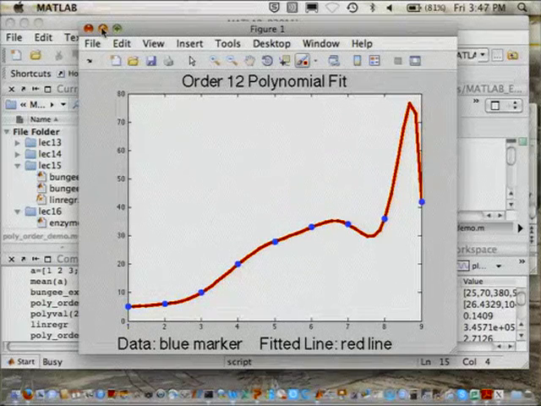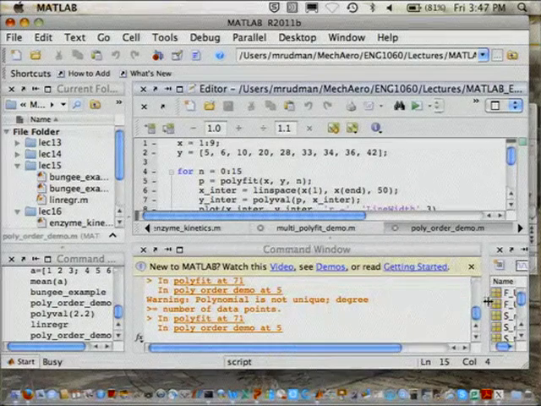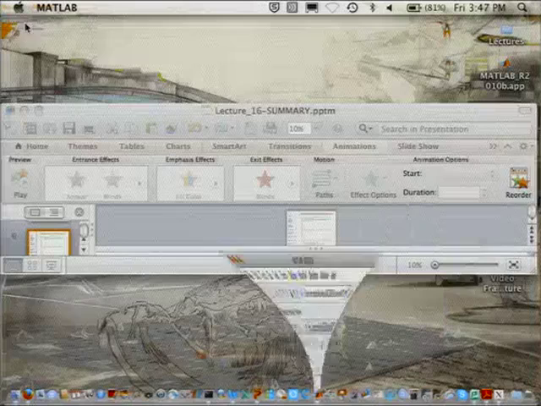So it doesn't make sense to try and fit a 12th order polynomial to 9 data points because the problem isn't well posed. Now MATLAB does something, and you'll actually see a warning: polynomial is not unique. You can't actually see this because my window is not big enough. The degree of the polynomial is greater than or equal to the number of data points, and it doesn't make sense to do that. MATLAB will let you do it, but you've got to read these messages and figure out, wait a second, it's given me a warning, what does it mean? What do I need to do? So it doesn't make sense to fit polynomials of high order.